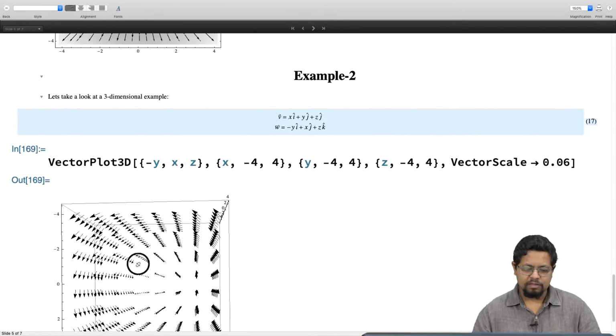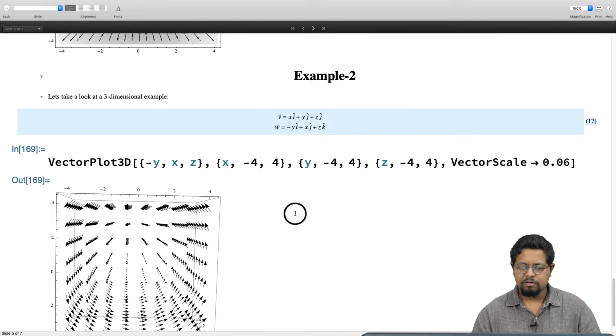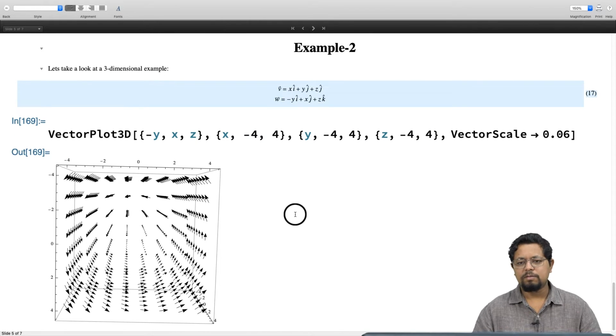So go ahead and play around with VectorPlot and VectorPlot3D and StreamPlot for some of your own examples.